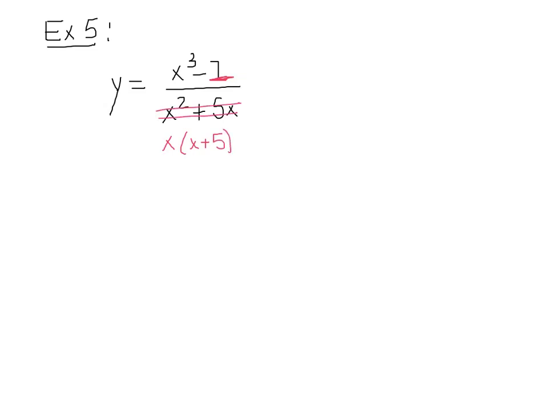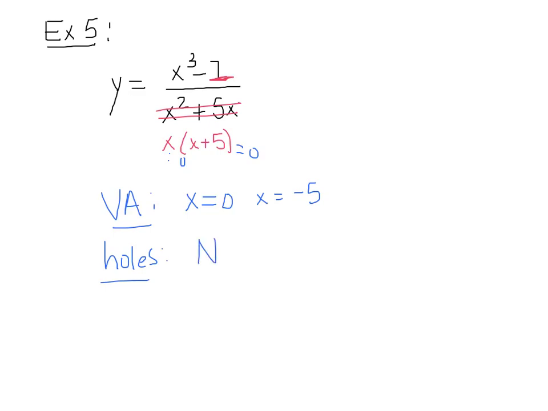Okay? So what ends up happening is, my vertical asymptotes come from my factors, and I would set both of them equal to 0. Well, x would be equal to 0, and then when I set this one equal to 0, I'm going to get x equals negative 5. And then the holes come from anything that canceled. Okay, but nothing canceled, so I have no holes. So this is your final answer.